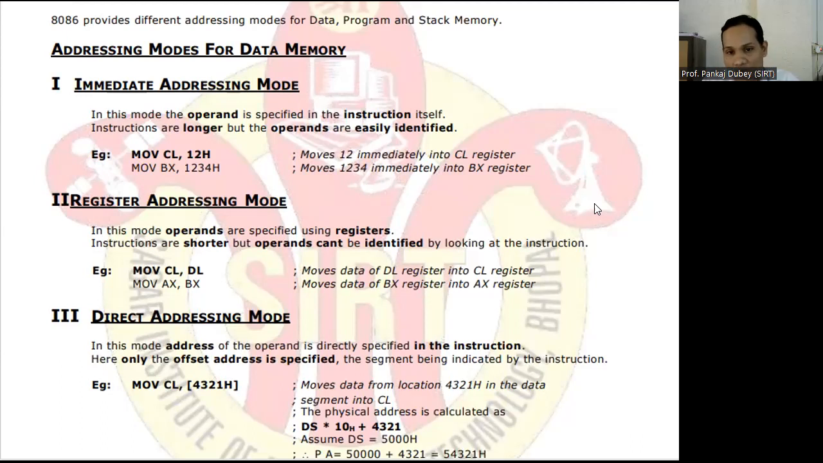Now the second example, MOV AX, BX. AX is a 16-bit register and BX is also a 16-bit register. So the 16-bit data from the BX register is transferred to the AX register.